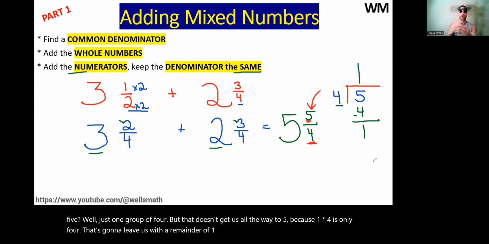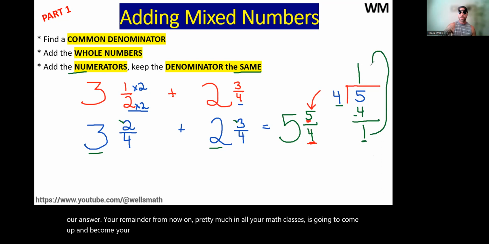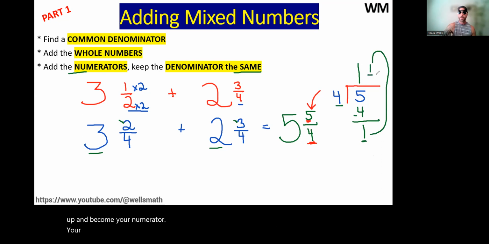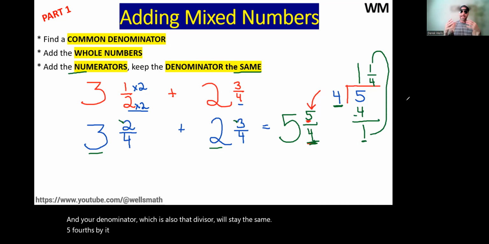But we're not going to say 1 remainder 1 for our answer. Your remainder from now on, pretty much in all your math classes, is going to come up and become your numerator in your fraction. And your denominator, which is also that divisor, will stay the same. 5/4 by itself is equal to 1 1/4.